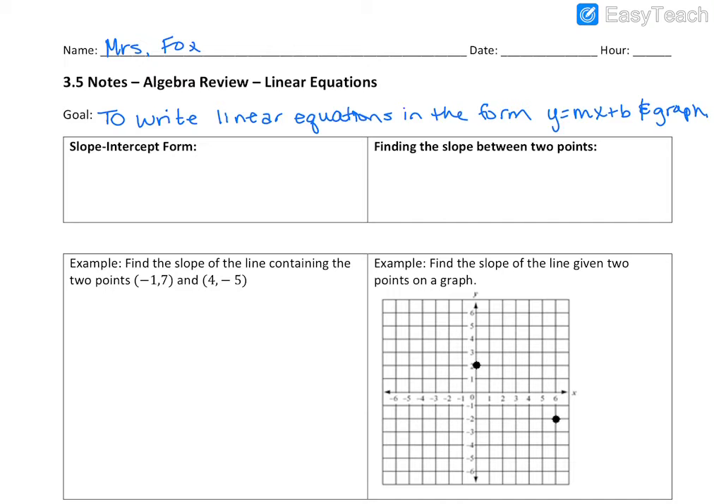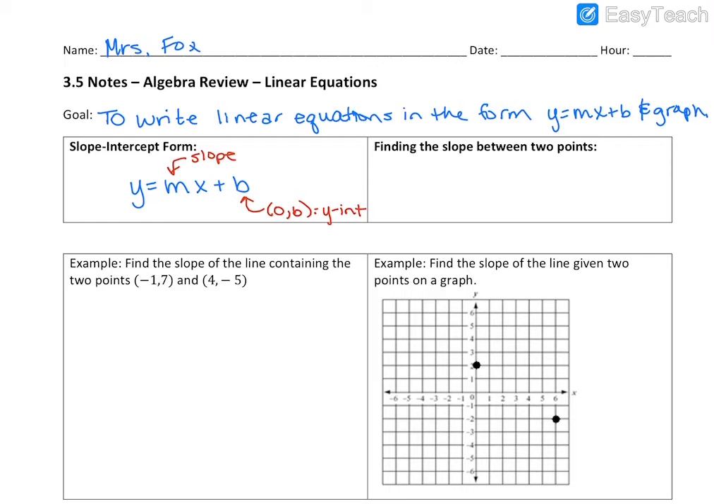So slope-intercept form is y equals mx plus b. A lot of times most of you will remember this from last year, so we might just be touching up on these things. M is going to stand for the slope. B is going to be (0, b), which would be your y-intercept. Okay, so that's a point on the graph that the line will go through.